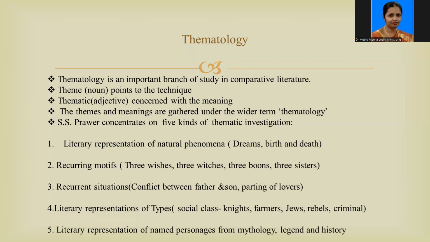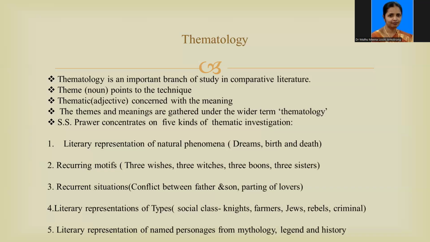So first one is literary representation of natural phenomena, that is dreams, birth, death. Next one is recurring motives. So what are the recurring motives? That is 3 wishes, 7 dwarfs, 3 witches, 3 boons, 3 sisters. So recurring motives and recurrent situations. Examples of recurrent situations: conflict between father and son, conflict between mother and daughter, and separation of lovers. These are all recurrent situations.